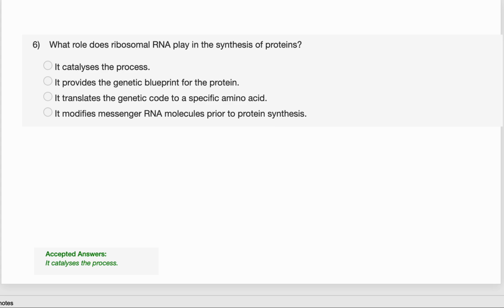The next question: what role does ribosomal RNA play in the synthesis of proteins? A. It catalyzes the reaction. B. It provides the genetic blueprint for the protein. C. It translates the genetic code to a specific amino acid. Or D. It modifies the messenger RNA molecule prior to protein synthesis. So we know there are different types of RNA, and these RNAs have different roles to play during the synthesis of proteins, which is translation.